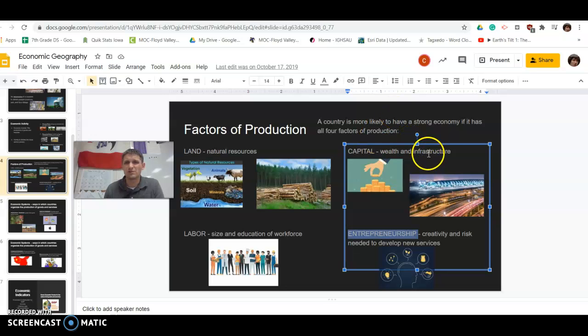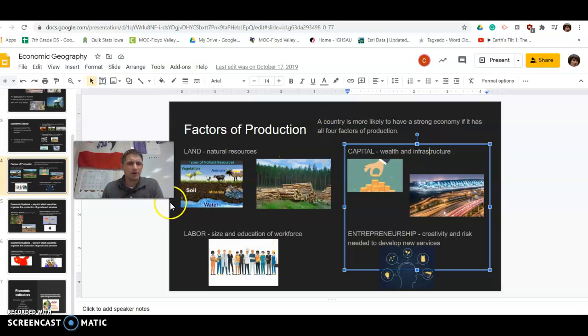And we also talked about infrastructure, which is how we transport or share or send products and goods to different places or throughout the country. It can mean roads, highways, and bridges, but it also can mean power systems, the electrical power grid, or data networks. Land is fairly straightforward in terms of a factor of production: all your natural resources and your land. And labor is the size and education of your workforce, or the people who are working.